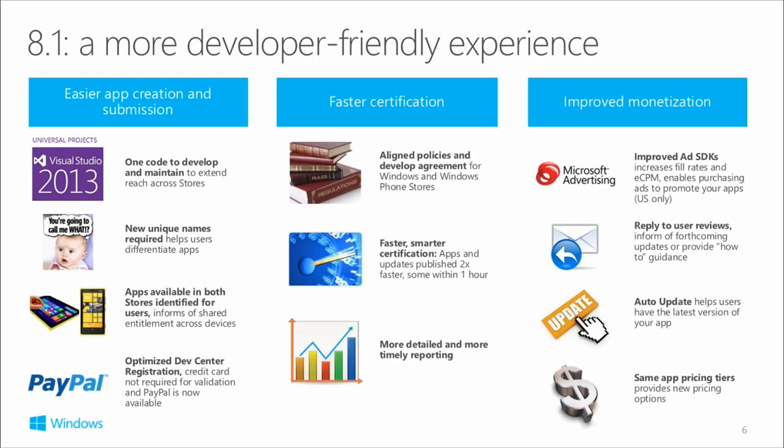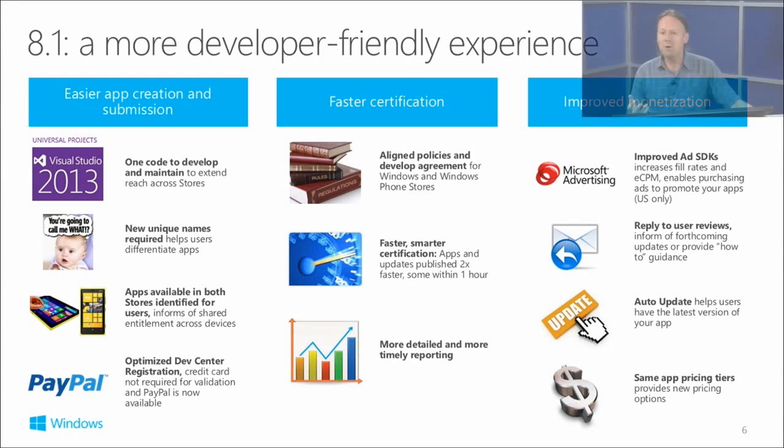And of course, we've got universal app support, so you can more easily create apps that target both Windows and Windows Phone. Certification is much faster. Apps and updates are published at least twice as fast, sometimes within 1 hour. And we've got much better, more detailed and more timely reporting. The actual policies that your apps must conform to in order to be accepted into the store, and we do obviously test apps when you submit them, are now aligned, so they're the same for Windows and Windows Phone.